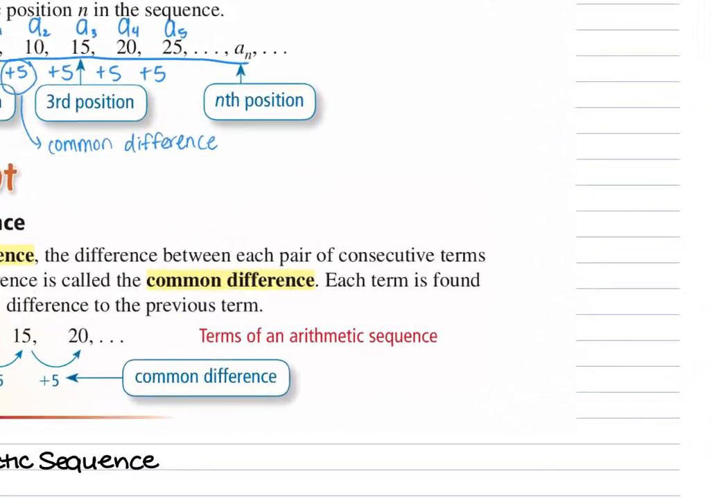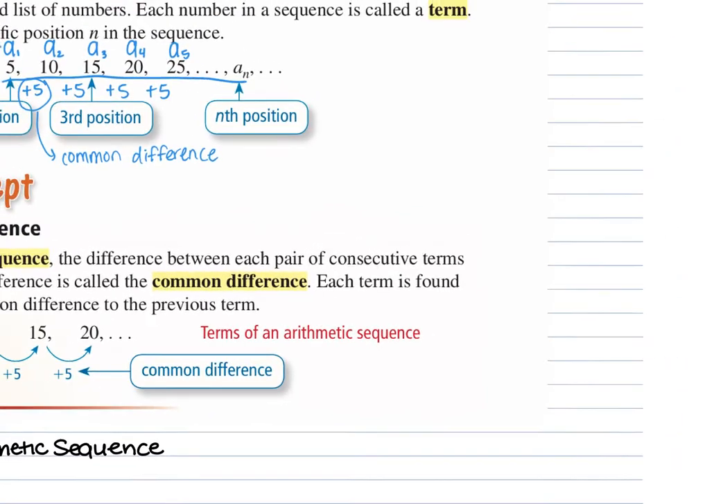Now, the only difficult part about this lesson, I need your full attention right now, is the equation that we use. So we say a sub n, which means any value of n, we're going to be able to find any position, is equal to d times n plus a sub 0.